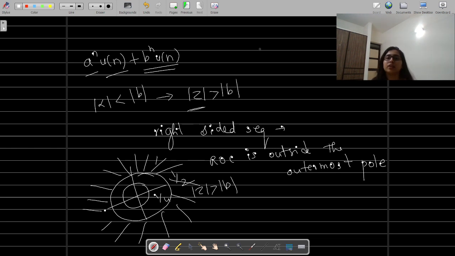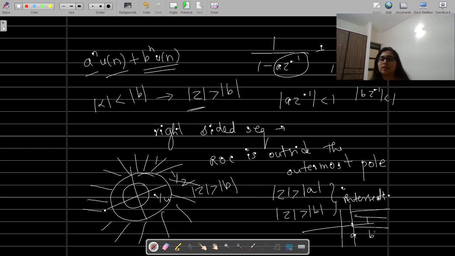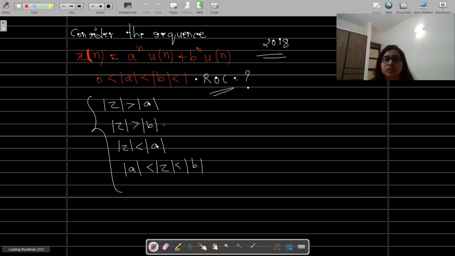So mod z is greater than mod B. Otherwise, you have to write once again in this form: 1 by 1 minus A z inverse plus 1 by 1 minus B z inverse. In this case, mod A z inverse is less than 1. In this case, mod B z inverse is less than 1. So, mod z is greater than mod A, mod z is greater than mod B. So, we have to take the intersection of these two. Suppose this is A, this is B. So the intersection part will be this one. So that is what I have told, it is greater than 1 by 2. So mod z is greater than mod b. This will be the answer.